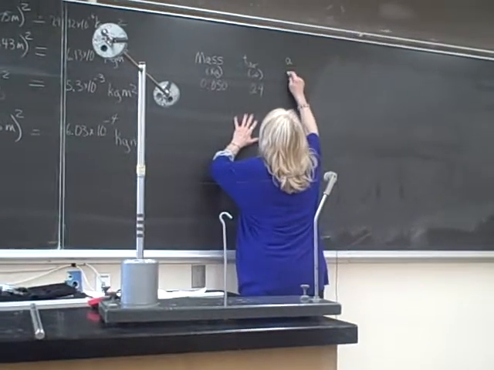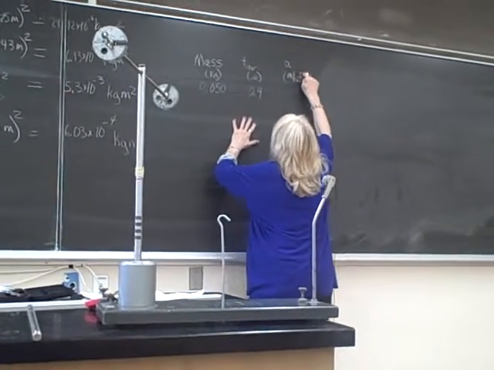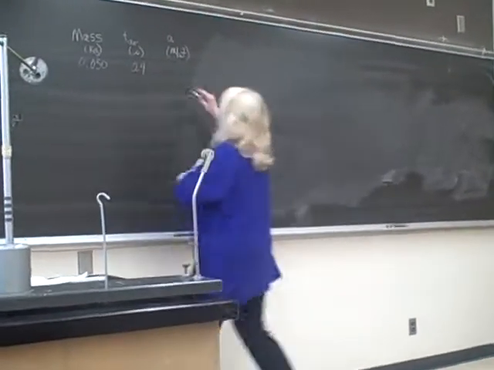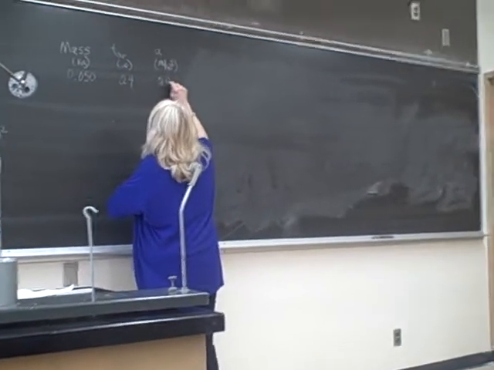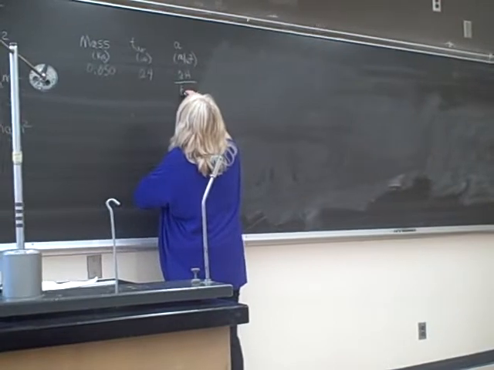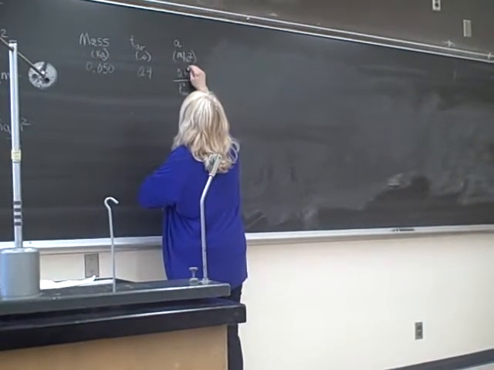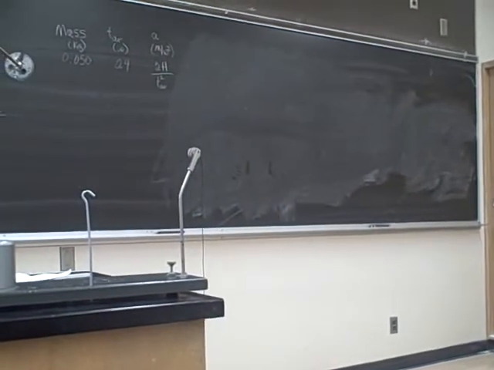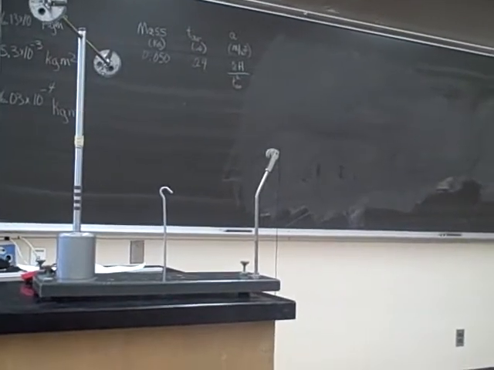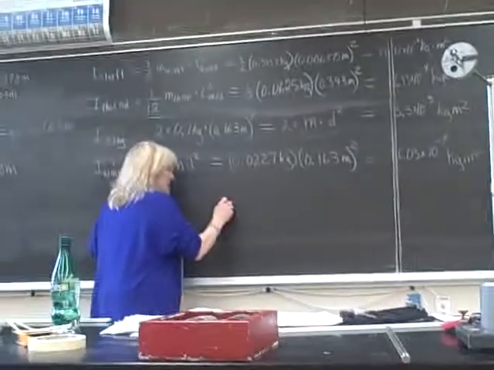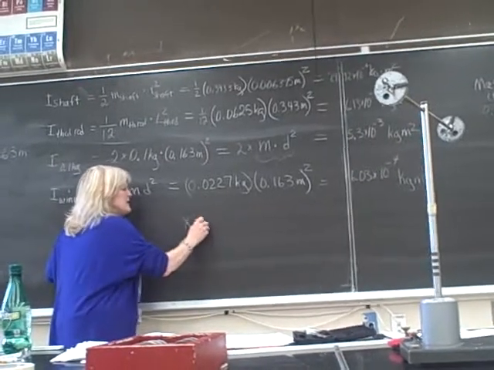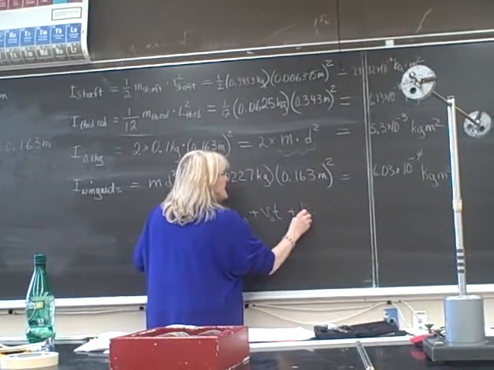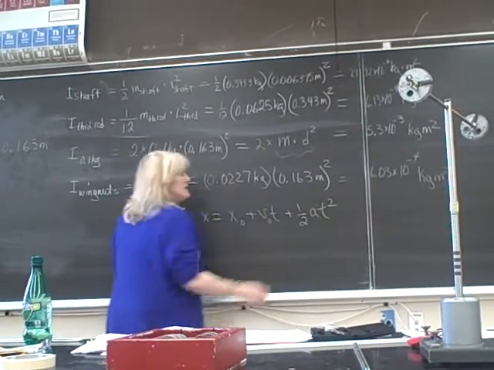So the linear acceleration in meters per second squared, there's a formula for that. I'm going to tell you what it is. It's twice the height divided by the average time squared. And I'm going to tell you where that comes from. It just comes from the old-fashioned kinematics that we did in January, where we had x equals x0 plus v0t plus 1/2 a t squared. So check it out.